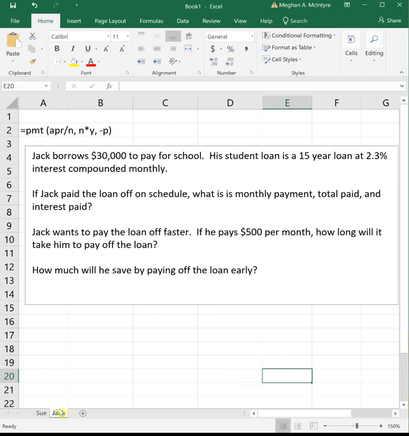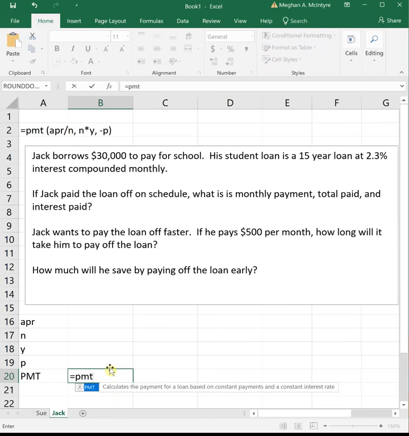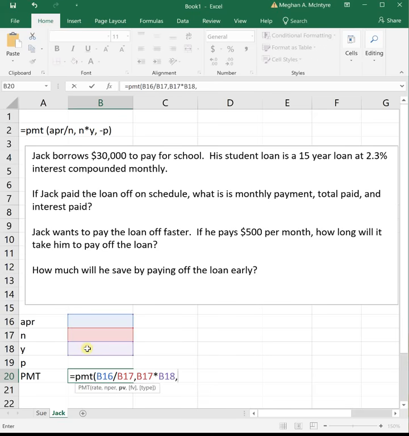Right, another example with Jack. So this time Jack is borrowing $30,000 to pay for school. He has a 15-year student loan at 2.3% interest compounded monthly. So let's put in our values. So APR, N, Y, P, and then we're going to calculate our monthly payment, that PMT function. So we do equals PMT, parenthesis, APR divided by N, comma, N times Y, comma, negative P, close parenthesis.